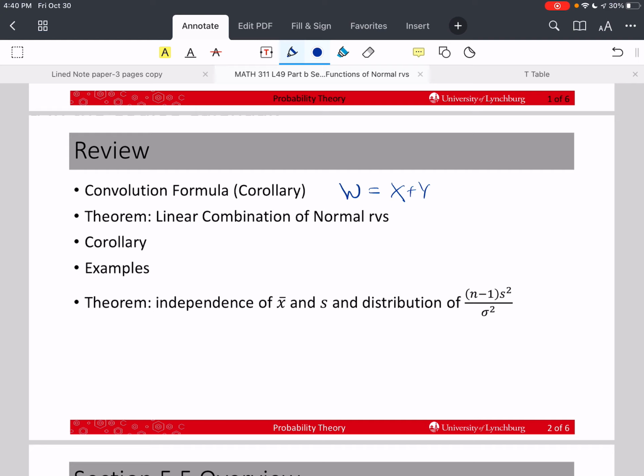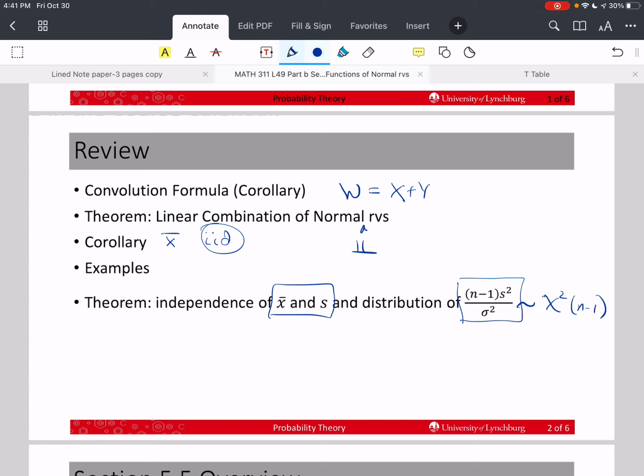And then we looked at the linear combination of independent normal random variables, the corollary about x bar, where they are IID because they're from a random sample, and some examples. We've also looked at the theorem which told us that x bar and s are independent, although we didn't do the proof because it's very tedious. But you can look at that proof for yourself. And we proved that this quantity has a chi-squared distribution with n minus 1 degrees of freedom, and that's going to be very important in the next semester.